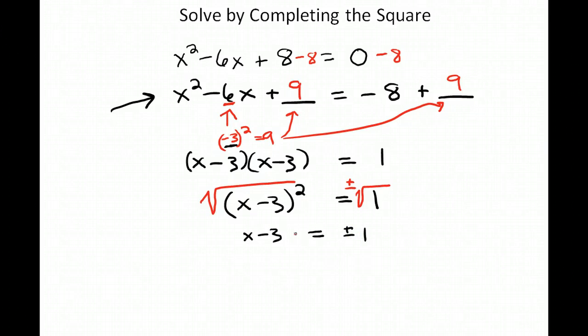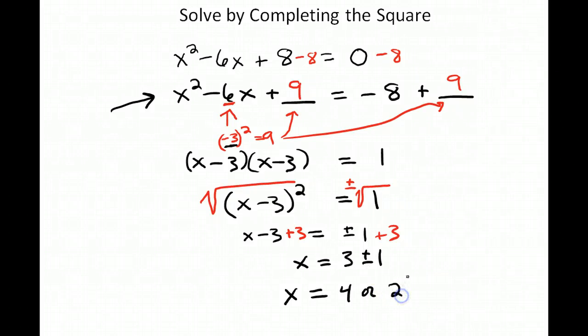I need to solve for x, so I add 3 to both sides. And I like to write it with the plus or minus in the middle, so I'm going to write the positive 3 and then the plus or minus 1. So my final answer, I'm going to take 3 plus 1, which is 4, or 3 minus 1, which is 2. I have two answers, and I must put the word or in between.